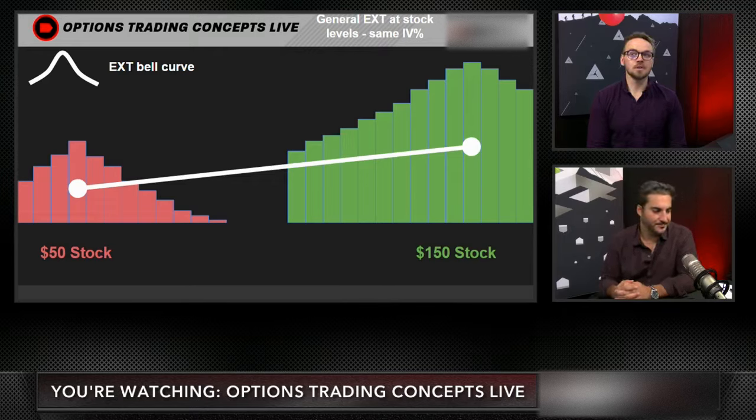You could also look at it in a different way, and we've done this before too, where we'll look at two $50 stocks, and we'll see one with an implied volatility of 30% in January. We'll see one with an implied volatility of 60% in January. And the same thing could be assumed.